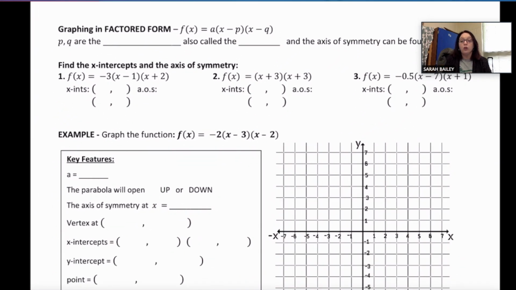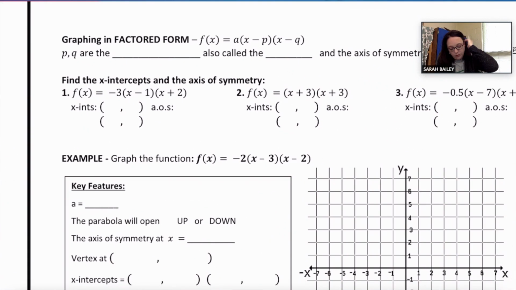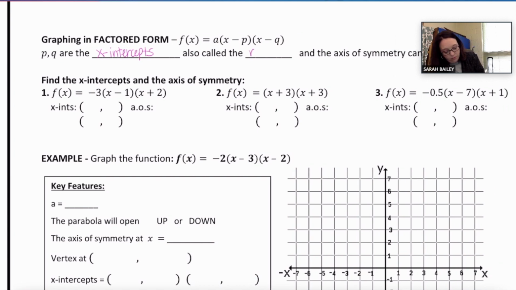So p and q are the x-intercepts. That's also called the roots of the function, or zeros. You could also refer to them as the zeros. Okay, so let's find those x-intercepts and the axis of symmetry. So how do we do that?